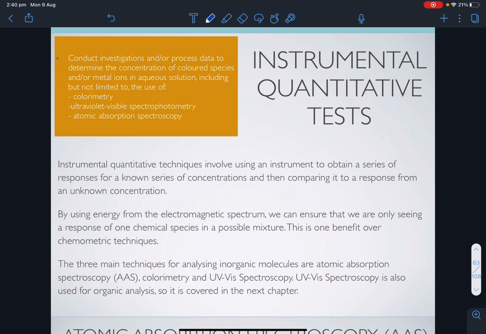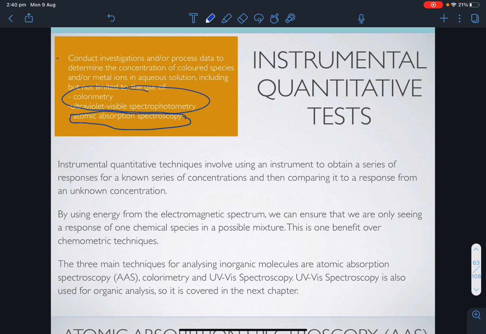Okay, Year 12. Our syllabus point here is that we're moving over to instrumental quantitative analysis tests. So, we're finding out about metals and species in solution through instruments. We're going to group together colorimetry and UV visible spectrophotometry or spectroscopy. I'm going to do that later. I'm going to do atomic absorption spectroscopy first.